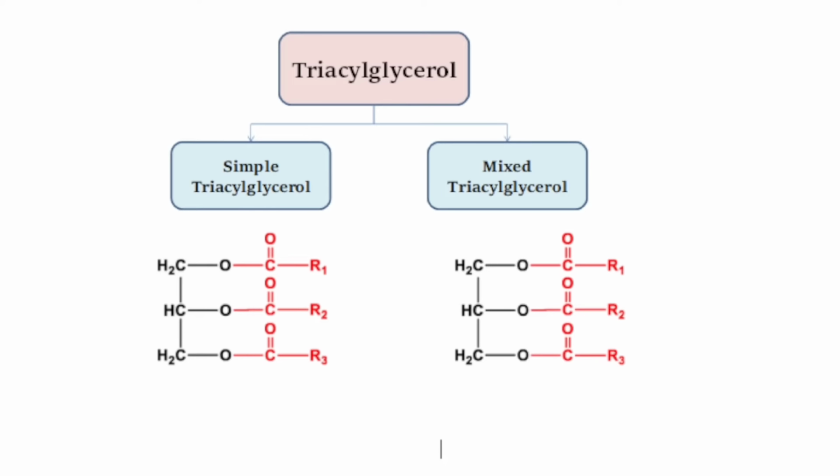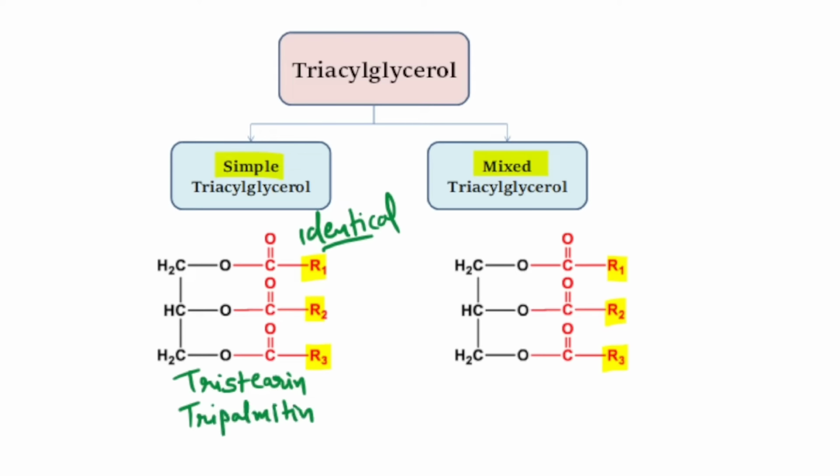Now we will see types of triacylglycerols. They are of two types, simple and mixed triacylglycerols. The key difference between simple and mixed lies in the fatty acids attached. In simple triacylglycerols, all 3 fatty acids attached to the glycerol are identical. For example, tristearin, where all 3 fatty acids are stearic acid, and tripalmitin, where all 3 fatty acids are palmitic acid. But simple triacylglycerol is relatively rare in nature.